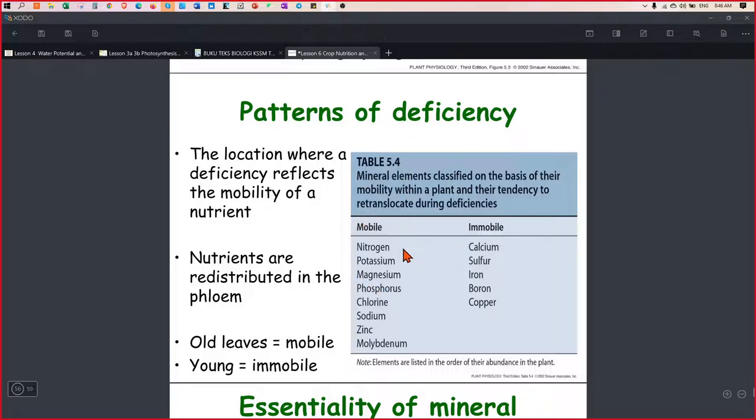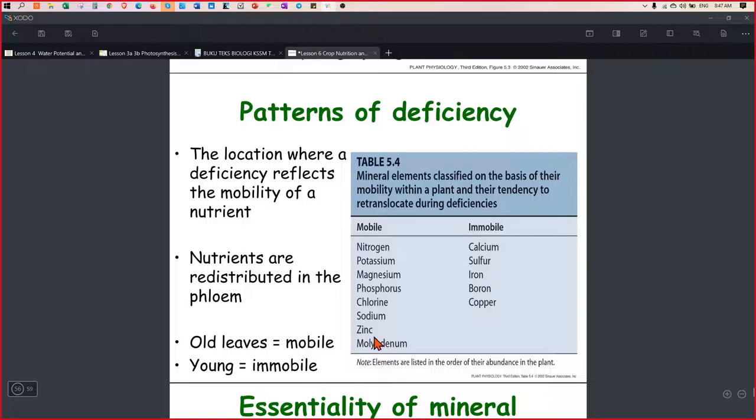Some elements in plants are mobile and immobile. Mobile elements can move from one tissue to another, meaning that if the tissue is old and senescing, the element can be remobilized to much younger and actively growing tissue. But some elements are immobile, like calcium, sulfur, iron, and boron, meaning that they stay in the tissue forever. They do not leave.